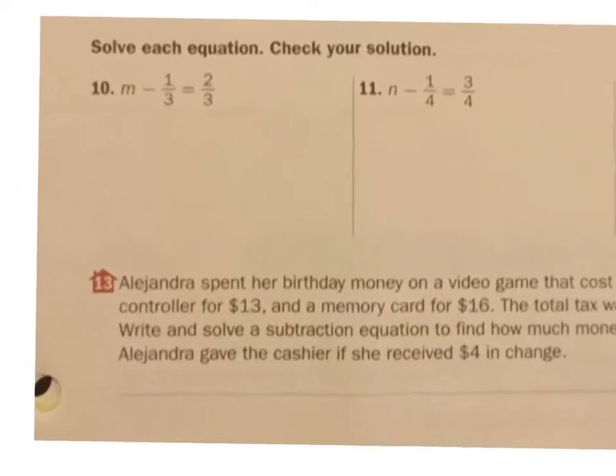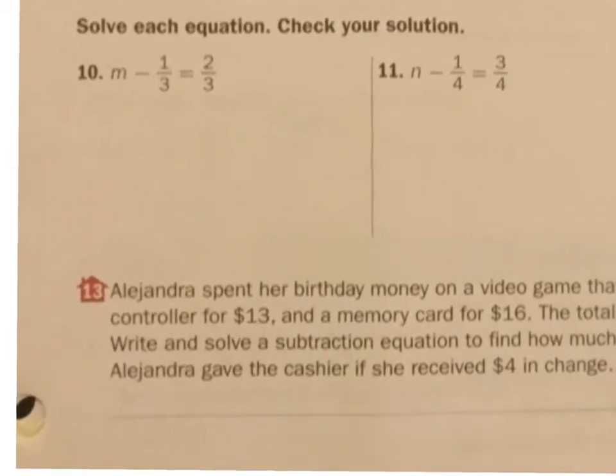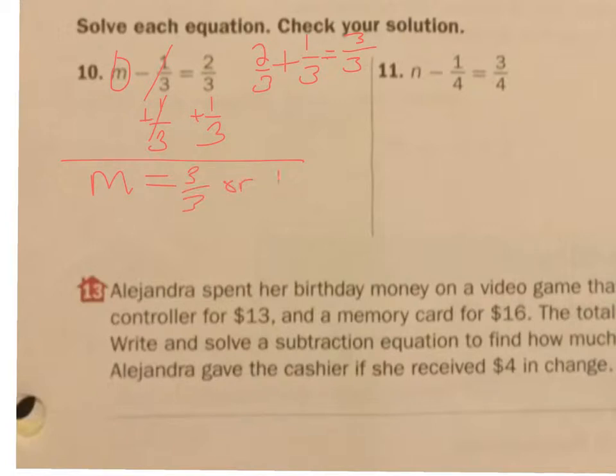All right, let's look at number 10. M minus 1/3 equals 2/3. I want to get this M all by himself. So I have to get rid of that 1/3. I'm going to add 1/3 to both sides. And by doing that, I get M equals, this cancels this. Then I have 2/3 plus 1/3. With the same denominator, I just can go across. 2 plus 1 is 3, and the denominator 3. So M equals 3/3. Or just 1.